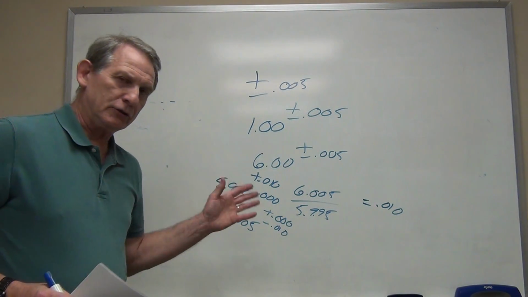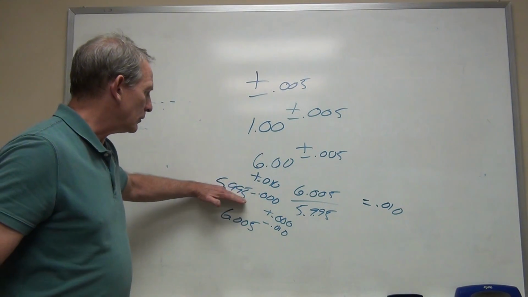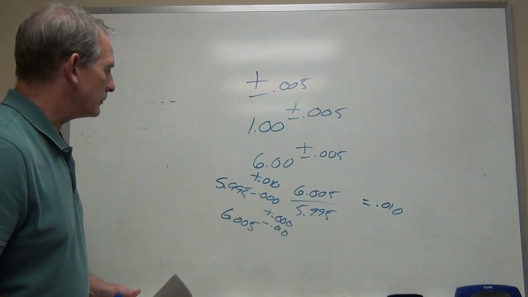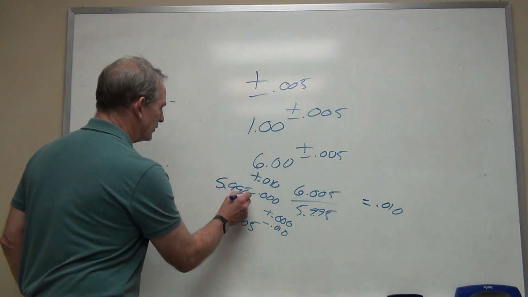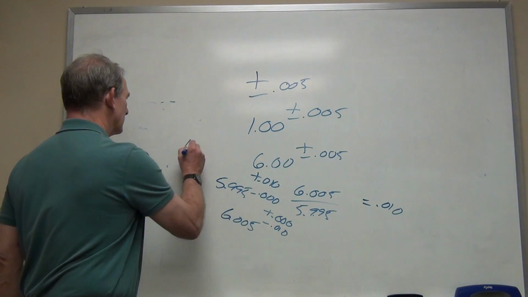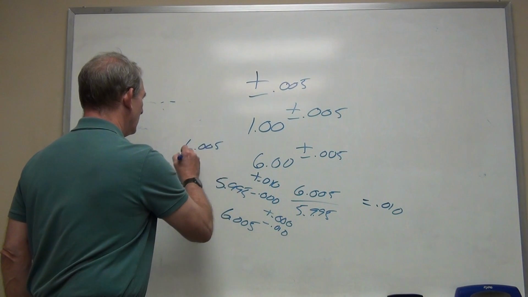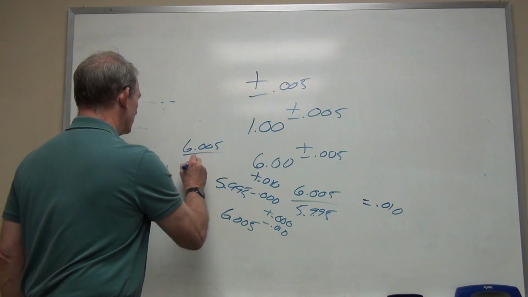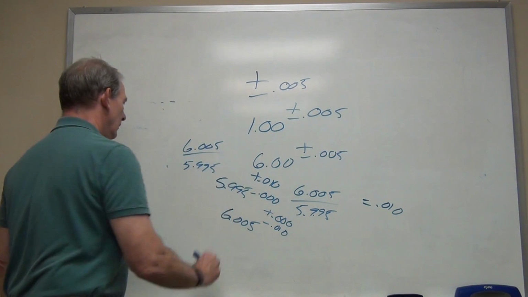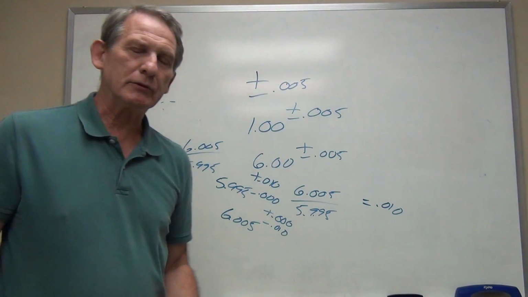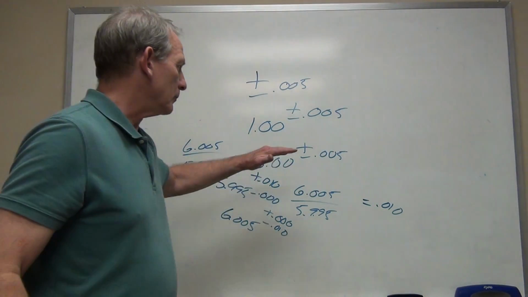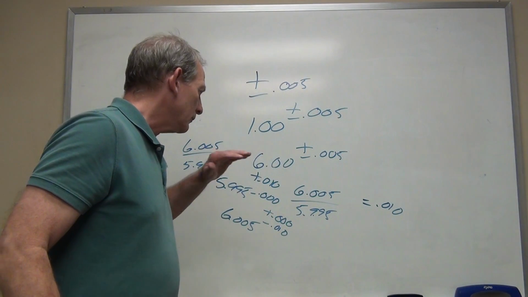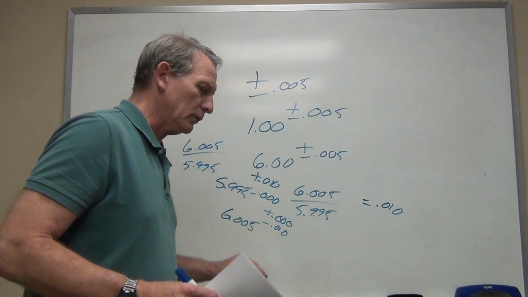And to check myself, I could just do this math again, make sure I end up with the same limits. So 5 inch 995 plus 10 is 6 inch 005 and 5 inch 995. So as long as the limits are the same, you can convert from bilateral to limit to any of these unilateral forms.